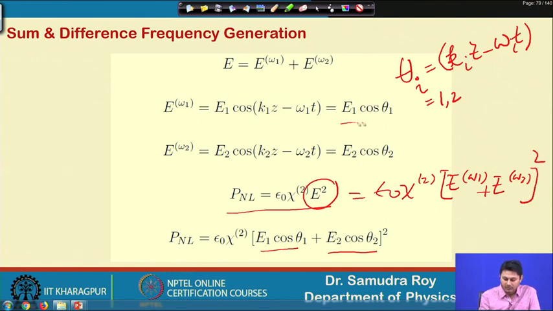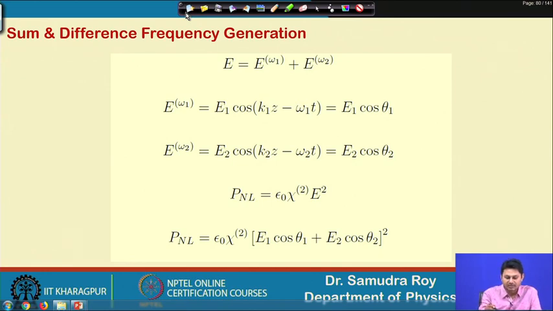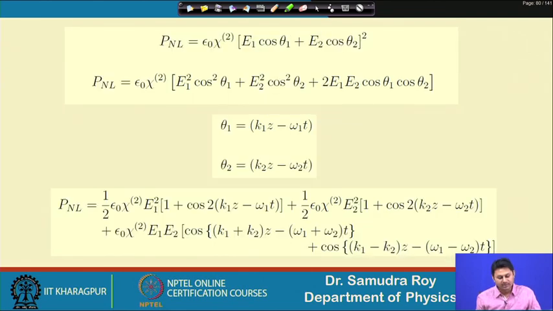E of omega 1 is nothing but E 1 cos theta 1, and E of omega 2 is nothing but E 2 cos theta 2. So, when we have E 1 cos theta 1 and E 2 cos theta 2 and square of that, we have some terms, which is not a new thing, because again we are making a square, and when we make a square we are going to manipulate a few things. But here, since I am launching two different fields with two different frequencies, the calculation is a little lengthy, but very simple and very straightforward.